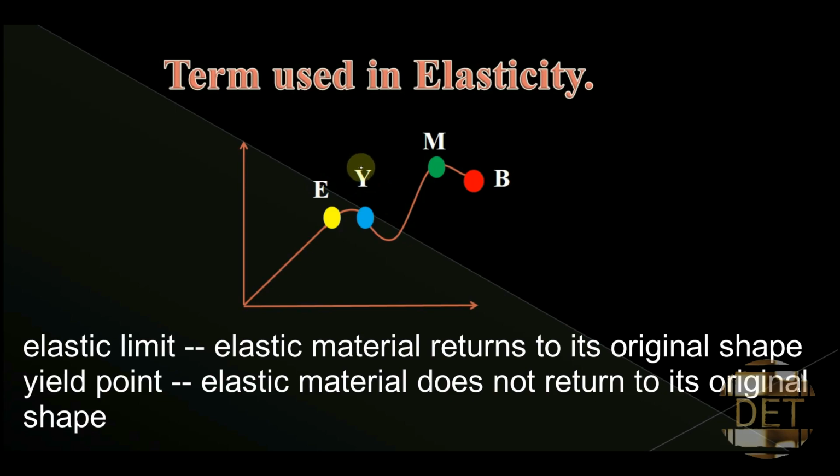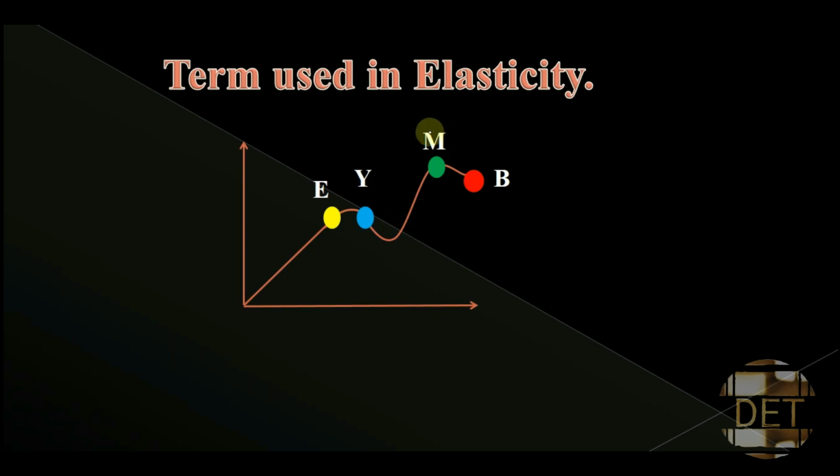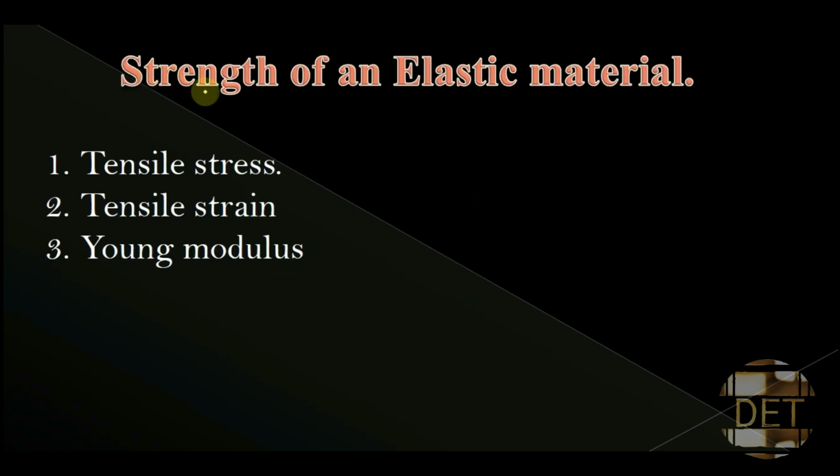Then the yield point is a point whereby the elastic material does not return to its original shape and size after the stretching force has been removed. Then the point of maximum load is when the elastic material can no longer stand any further increase. Then we have the breaking point, whereby the elastic material breaks into two. So these are the four basic points or terms used in elasticity. In the next video, we'll look at the strength of an elastic material.